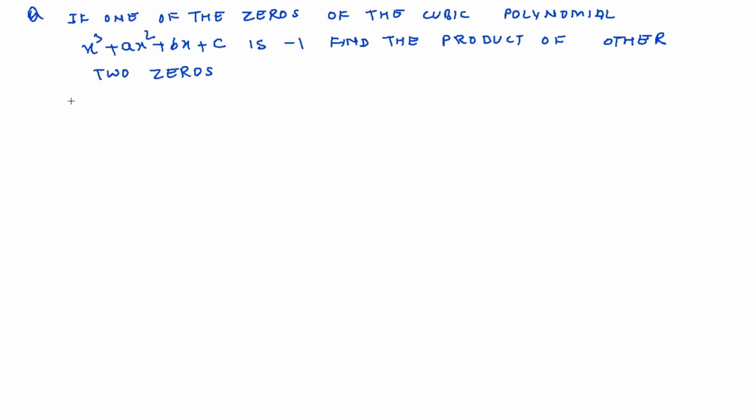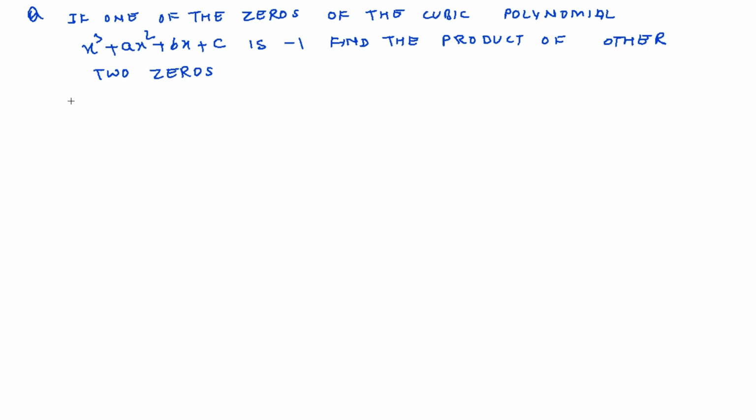My next question is, if one of the zeros of the cubic polynomial x cube plus ax square plus bx plus c is minus 1, find the product of other two zeros. Let me explain the statement. First, note down, this is not a general cubic polynomial. This is x cube plus ax square plus bx plus c. And its one of the zeros is minus 1. And we are to find the product of other two zeros.